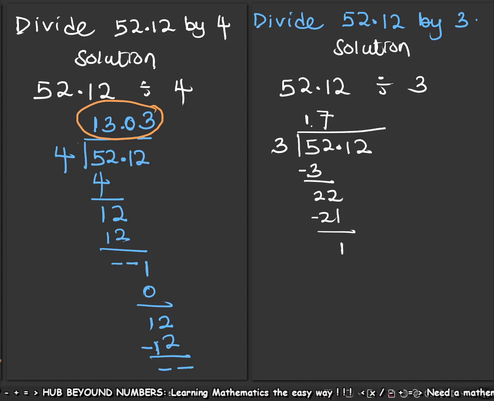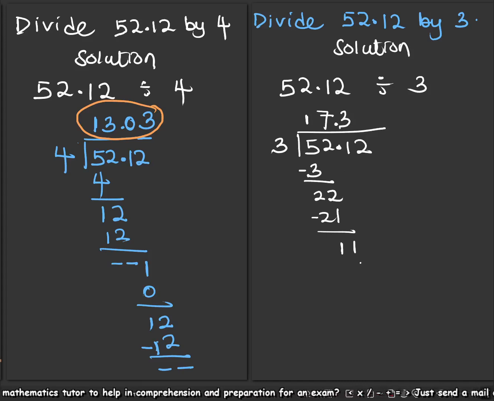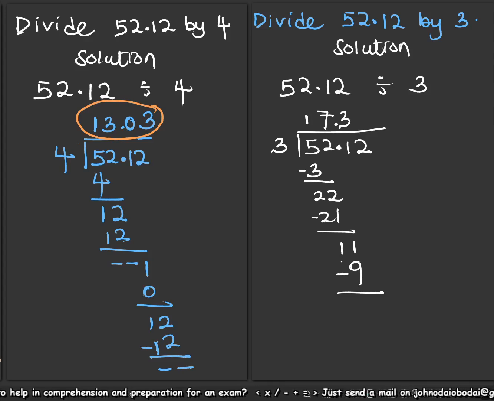With 1 being our remainder, we are now at where the decimal point is. So we are allowed to bring it up here. Then we say we are bringing this 1 also down here. You see, it's 11. So we have 3 dividing 11. 3 divides 11 to give us what? 3. And 3 times 3 gives us a 9. If we subtract 9 from 11, we have what? A 2.